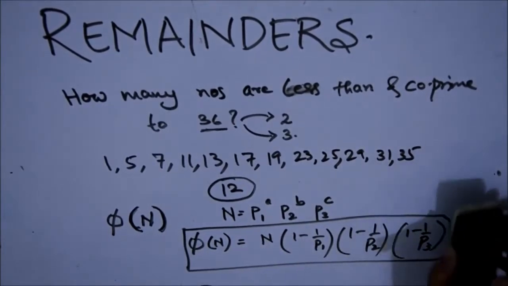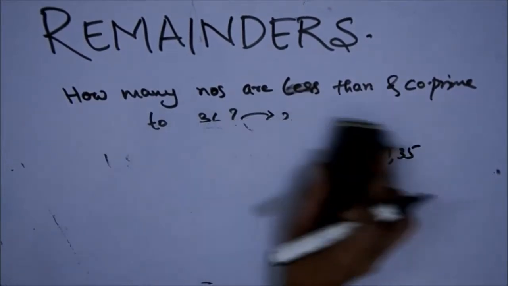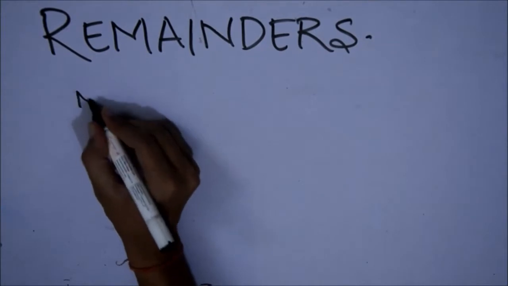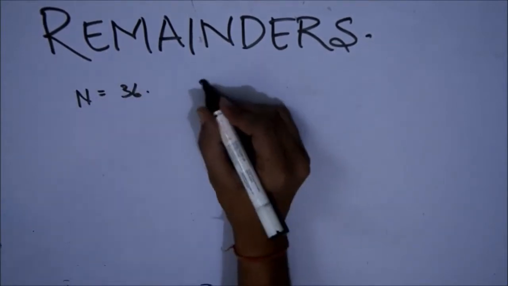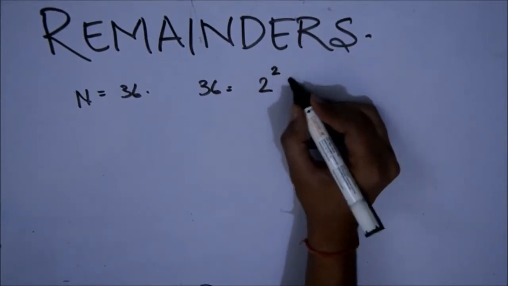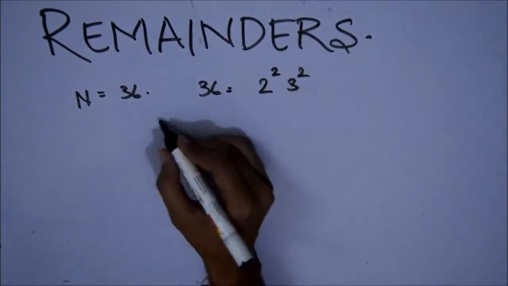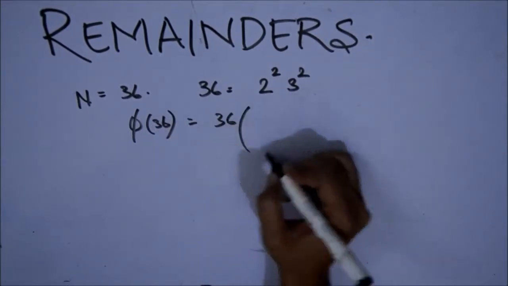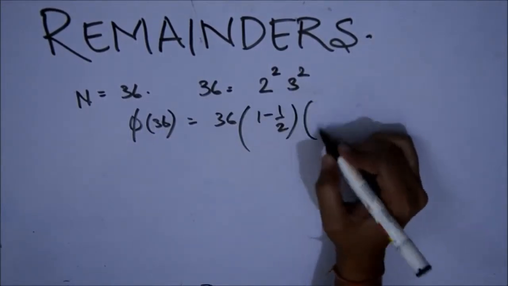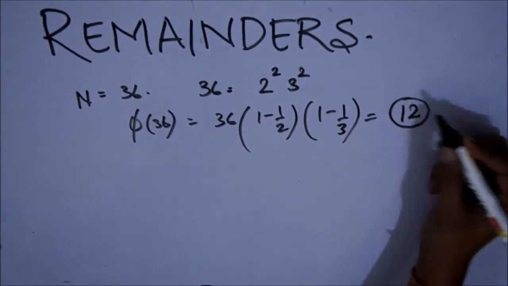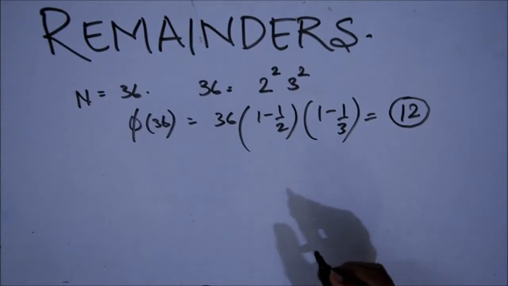Now for this example, since n is 36, 36 can be written as 2 square, 3 square. Hence phi of 36 is equal to 36 times (1 minus 1 by 2) times (1 minus 1 by 3), and this gives 12 as we found out earlier.